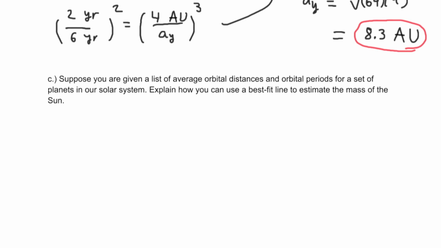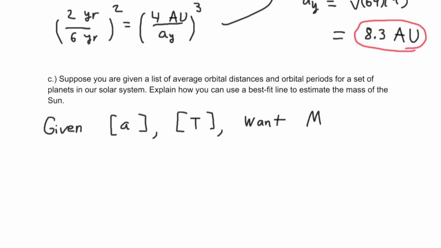And then last, suppose you're given a list of orbital distances and periods for a set of planets in our system. Explain how you can use a best fit line to estimate the mass of the sun. So we're given the average distance, which is A, for semi-major axis, and the orbital period, T. And we want the mass of the sun.